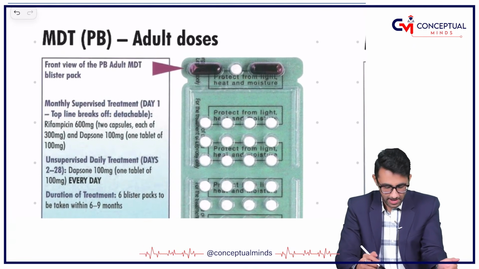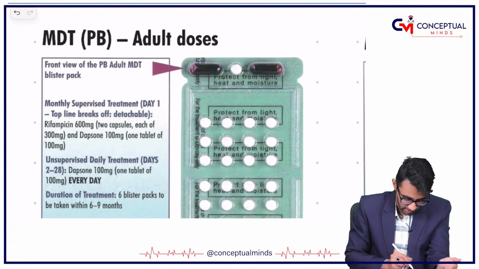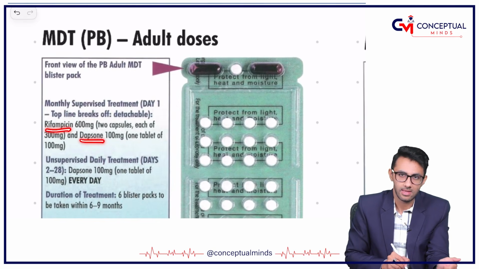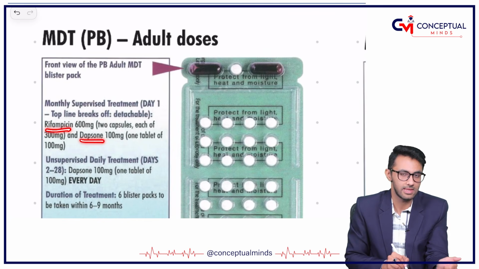Okay, you got the update that you see over here. There was only rifampicin and dapsone. In the recent update, what did the Indian government add? Yes, they added clofazimine as well for the paucibacillary variant. This is what we discuss in the table.